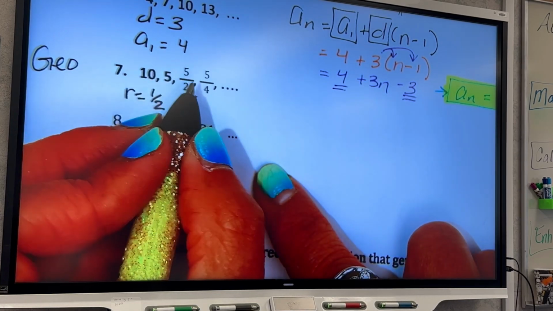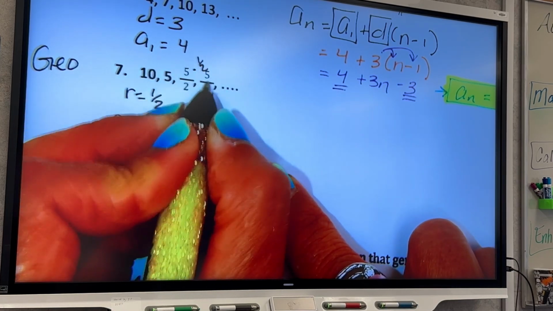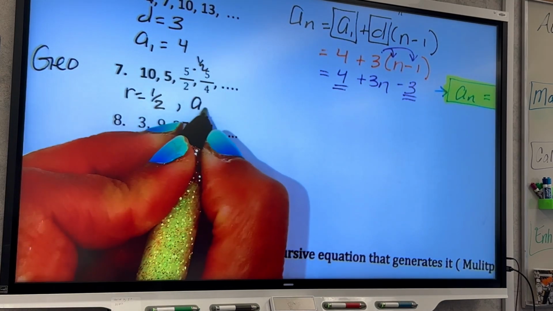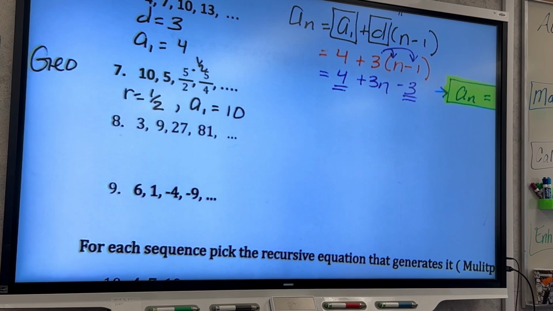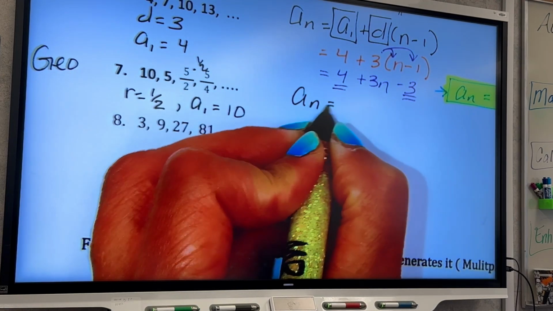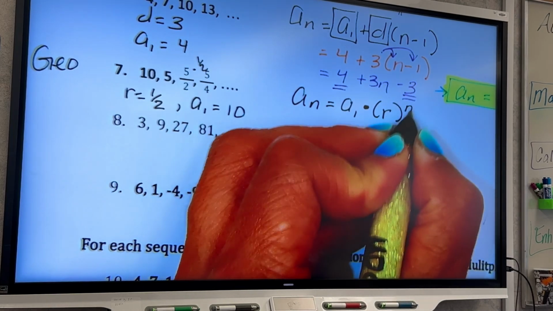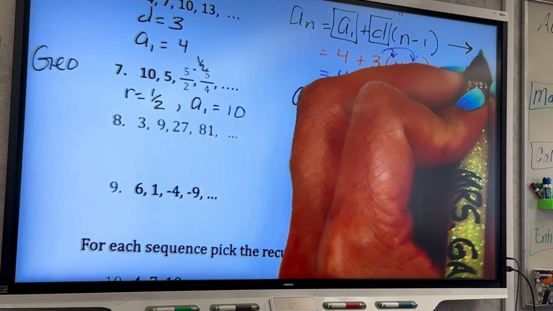Half of 5 divided by 2, well, when you multiply by 1/2, 5 times 1 is 5, 2 times 2 is 4. That's how we get the 5/4. So 1/2 is correct, but I also need to identify the first term. What is the first term of the sequence? 10. And we have to use the explicit formula for a geometric sequence, and that is a sub n equals a1 times r to the n minus 1 power. Okay, so this one was arithmetic.